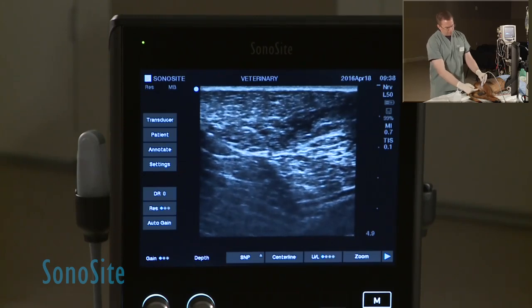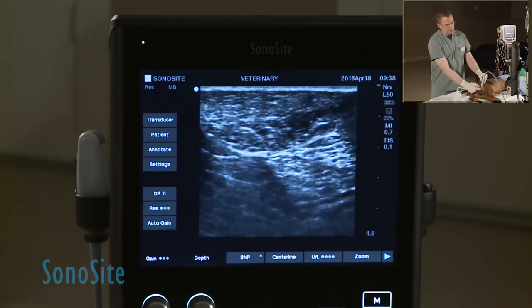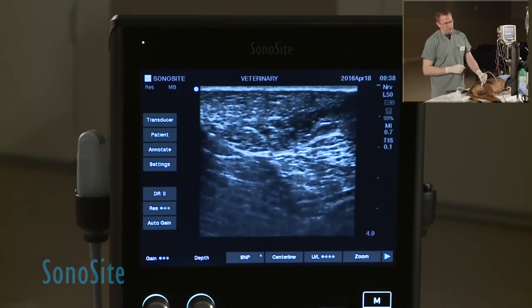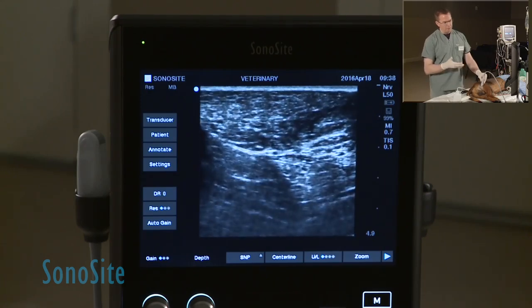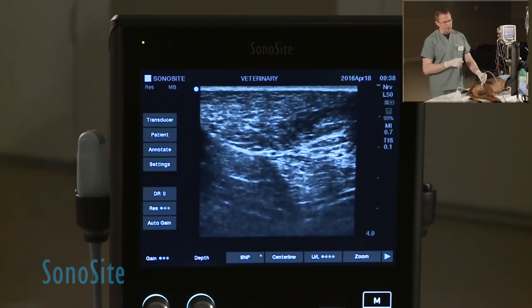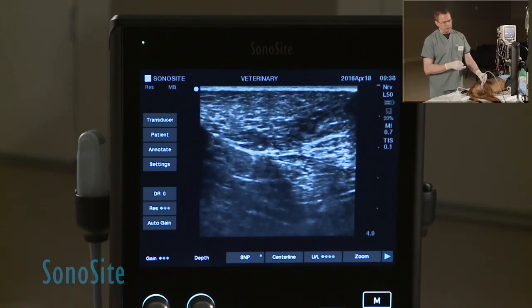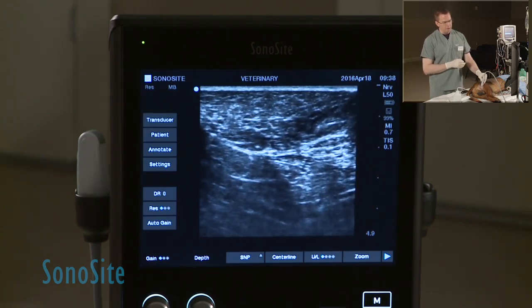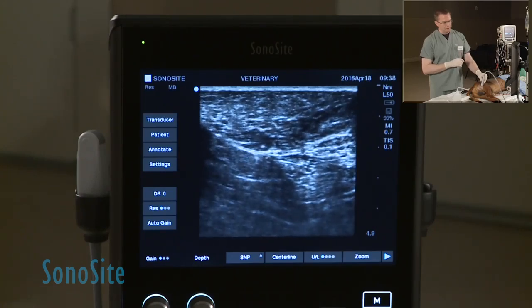So when we place our needle from a caudal direction, we're going to be coming in caudally, and you're going to see that needle enter from the right side of the screen. We're going to be placing that needle in plane underneath the ultrasound beam, and we're going to see that needle as it comes across from the right side of the screen until we get it located right adjacent to that sciatic nerve.